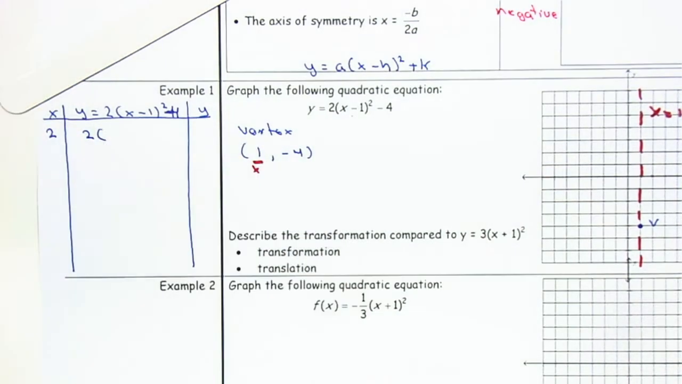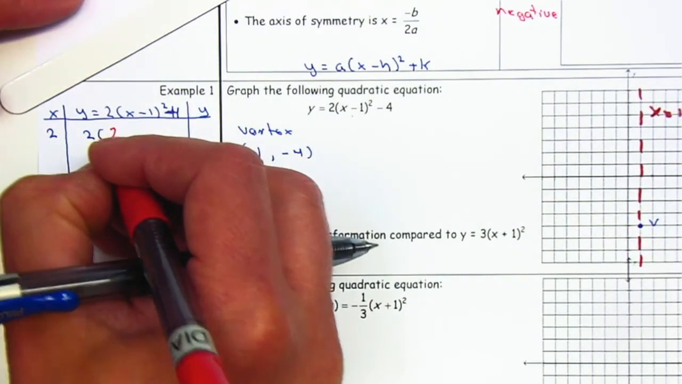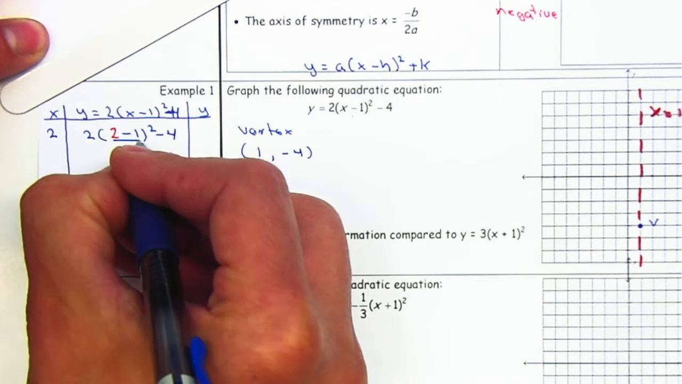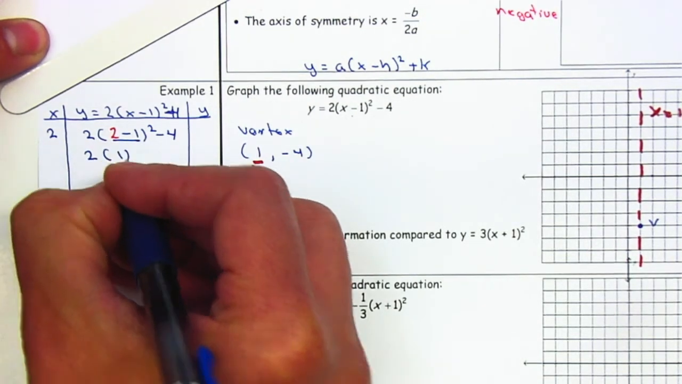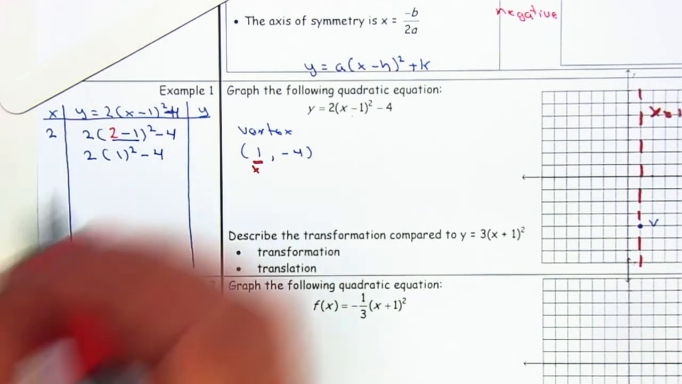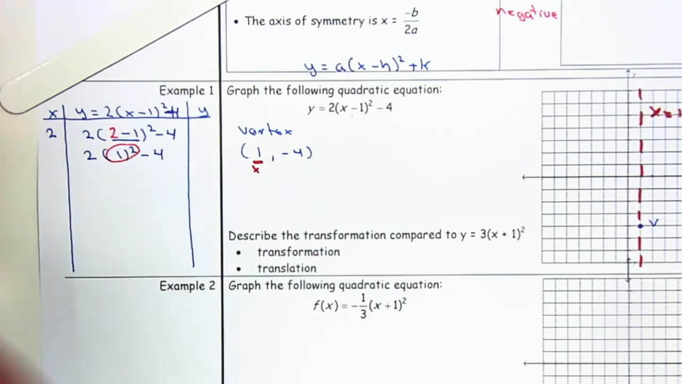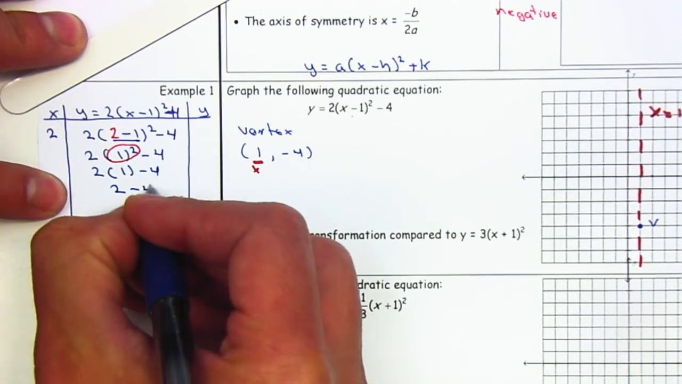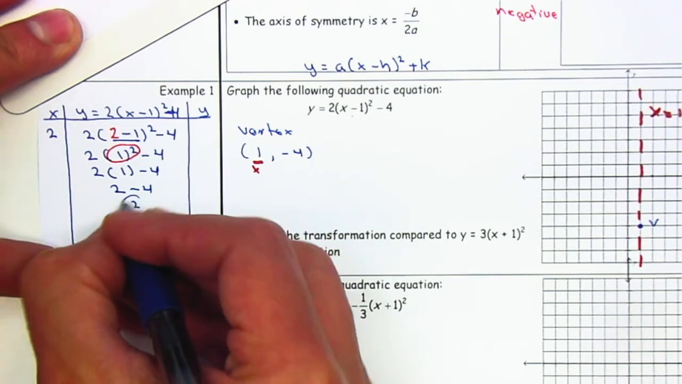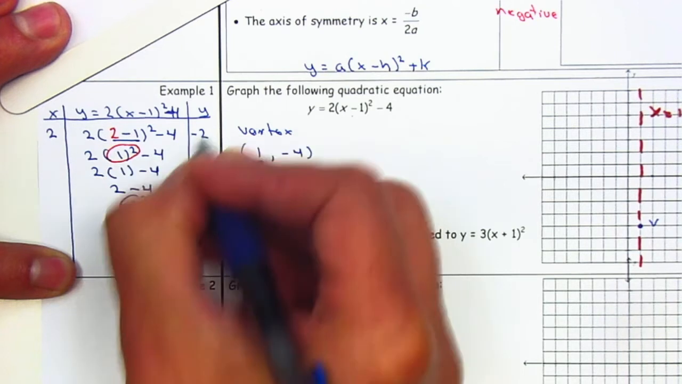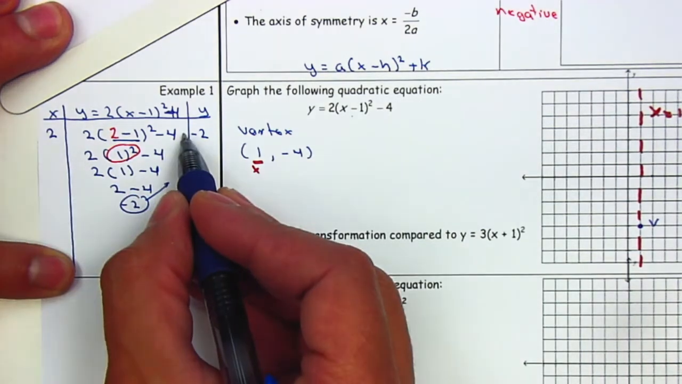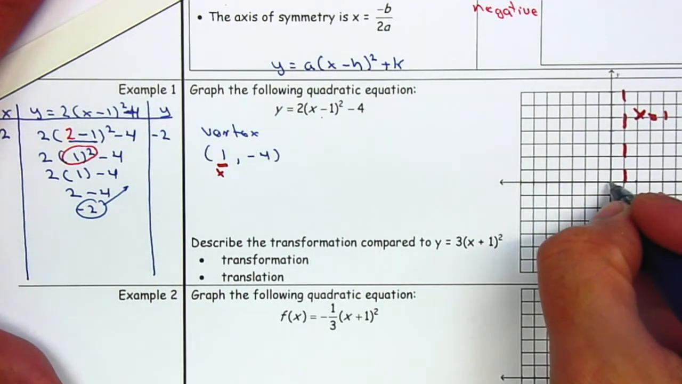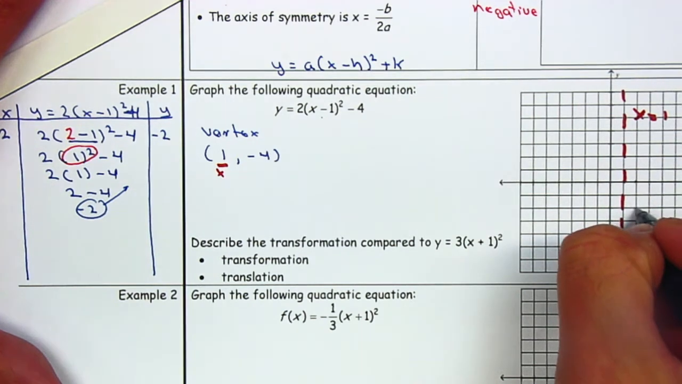So 2 instead of x will be 2 times 2 minus 1 squared minus 4. I'm going to simplify what's inside: 2 minus 1 is 1, squared, minus 4. I'm going to square first, so 1 squared is 1, times 2 is 2, minus 4, so 2 minus 4 is negative 2. That'll be my y value. So my first point is 2 comma negative 2. From the vertex, it's to the right 1 and down 2.